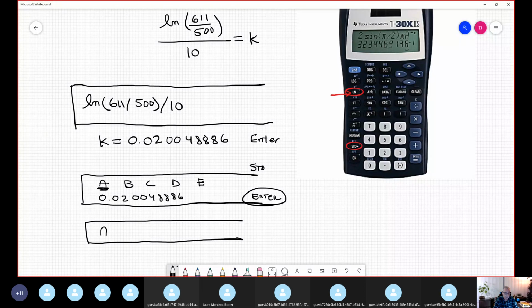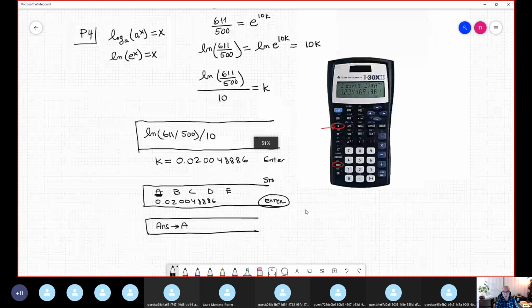Answer, arrow A. And you press enter to confirm this command. Boom, and that's it. So actually, the letter A inside the calculator is K. It is the K number. And we continue the problem.